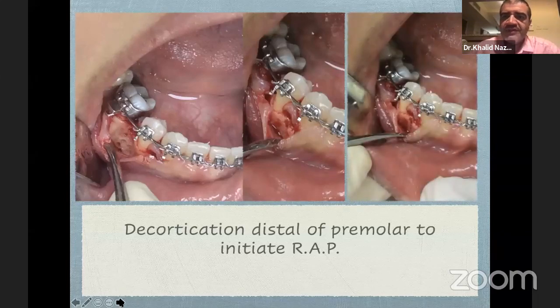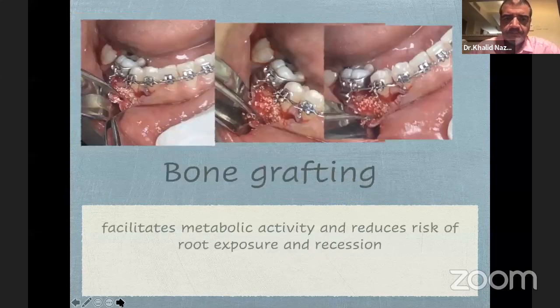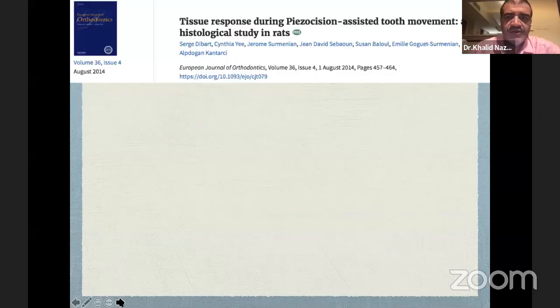So after we do the decortication again, in this situation, we need to do bone grafting, and for two purposes: to enhance RAB, to improve the phenotype of the bone, but also to cover the exposed root of the incisor. And in those situations, we get very, very nice results.